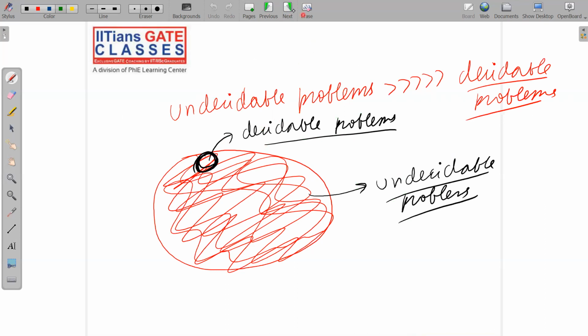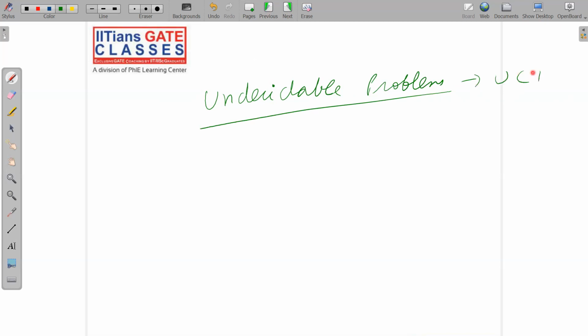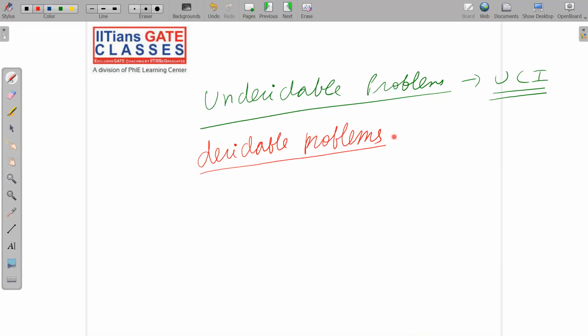Okay, why am I saying this? Let me throw some light on this fact also. See, the set of all undecidable problems are uncountably infinite. Okay, and decidable problems are countably infinite. So I think you know what is countably infinite and what is uncountably infinite.